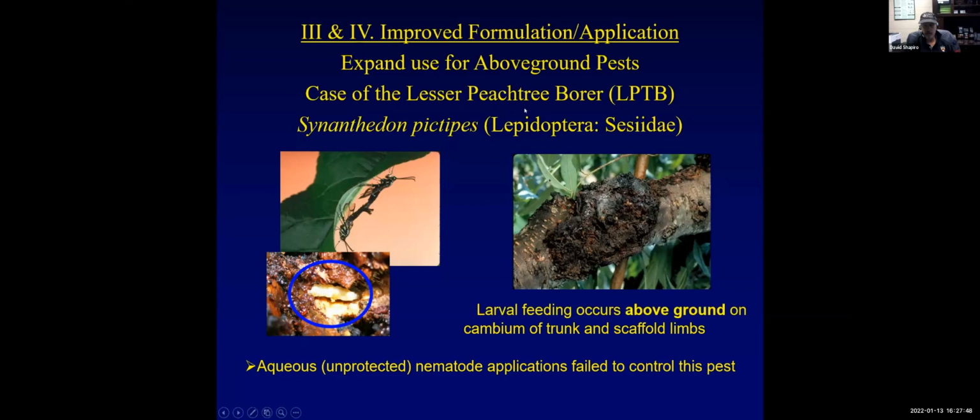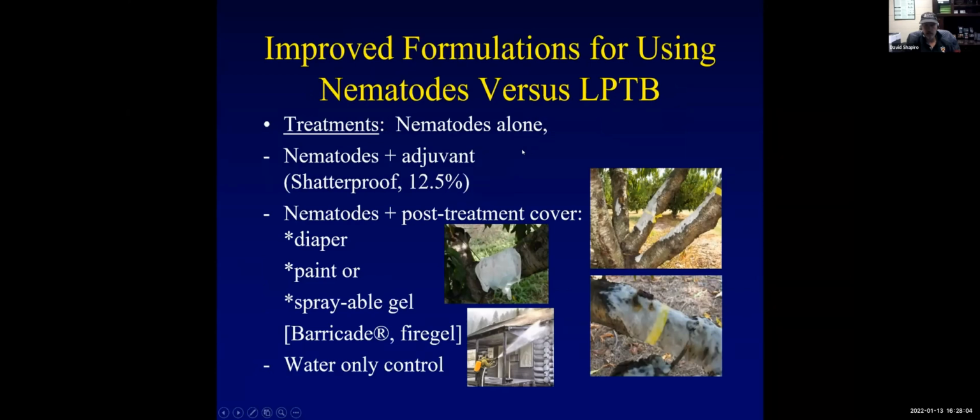In the case here, we have this lesser peach tree borer, which is attacking the trees, leaving wounds like this. If we apply the nematodes unprotected, without a formulation just in water, they'll fail to control the pest because they're dying. So we try to look at a bunch of ways to protect the nematodes, different adjuvants that are anti-desiccants, put a little diaper around the wound. That was not necessarily something we're going to recommend, but just proof of concept. Then painting the tree or using a sprayable gel, in this case, a fire gel, which is usually used to protect houses and other structures against wildfire.